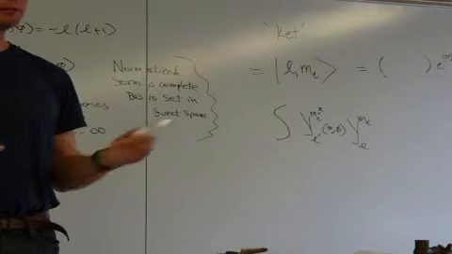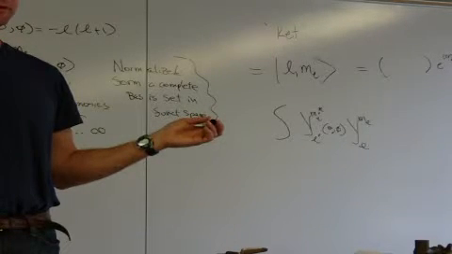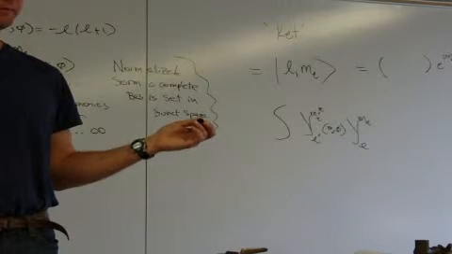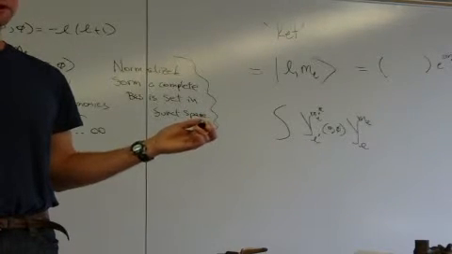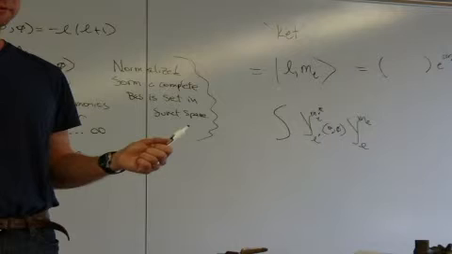So now what am I essentially taking? I'm taking the dot product in function space. And what is the dot product in function space called? It has a special name. It's called an inner product.